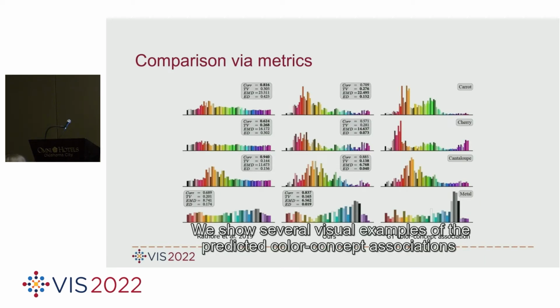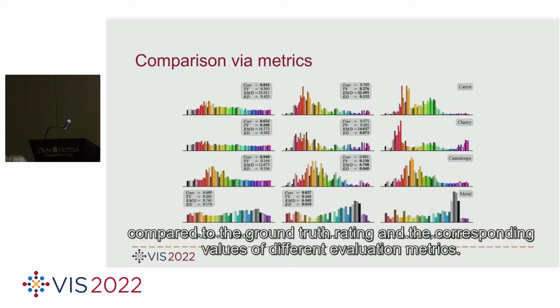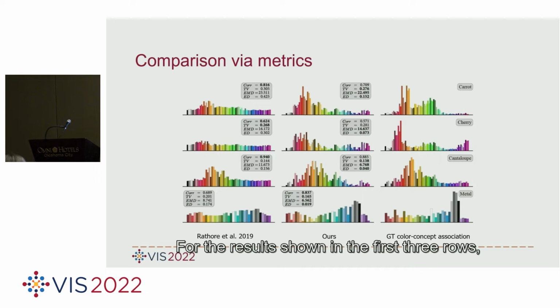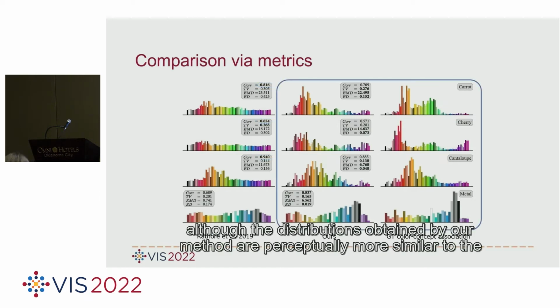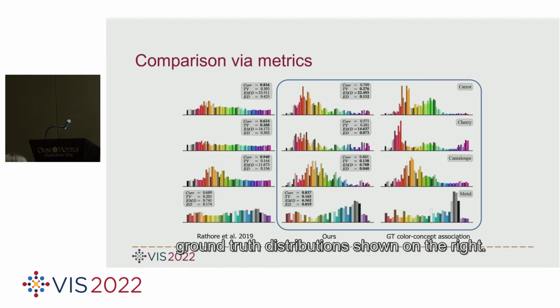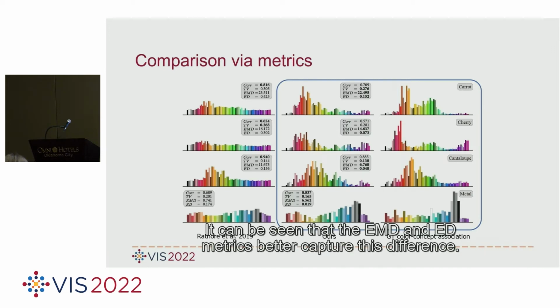We show several visual examples of the predicted color concept associations compared to the ground truth rating and the corresponding values of different evaluation metrics. For the results shown in the first 3 rows, the correlations of the results obtained by the supervised method are always higher than our method. Although the distributions obtained by our method are perceptually more similar to the ground truth distributions shown on the right, it can be seen that the EMD and ED metrics better capture these differences.